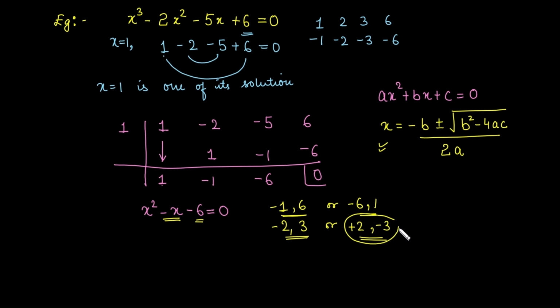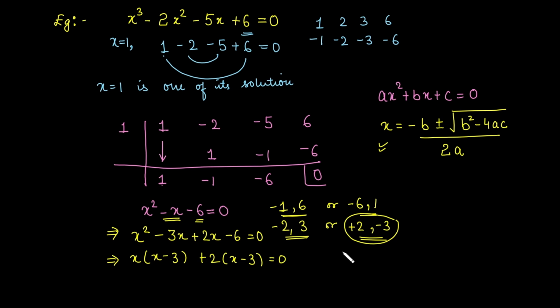So we use this one to create factors by splitting the middle term. We can write this as x square minus 3x plus 2x minus 6 is equal to 0. Now take x common. This is x into x minus 3 plus 2 into x minus 3 is equal to 0. So this implies x plus 2 into x minus 3 is equal to 0.